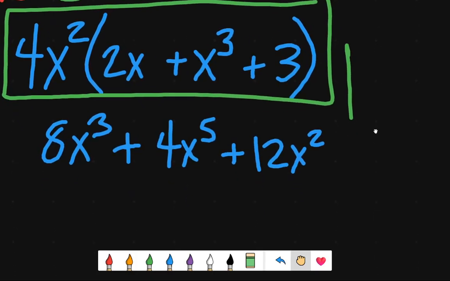And that's it. All right, so this was an expanded version of this to give further clarity for anyone that may struggle with this actual concept.